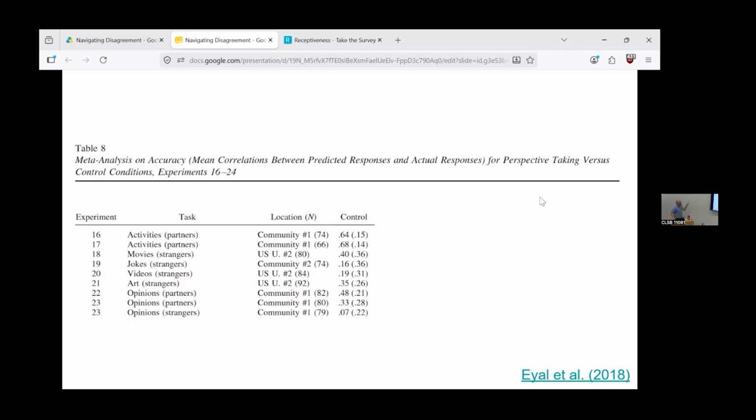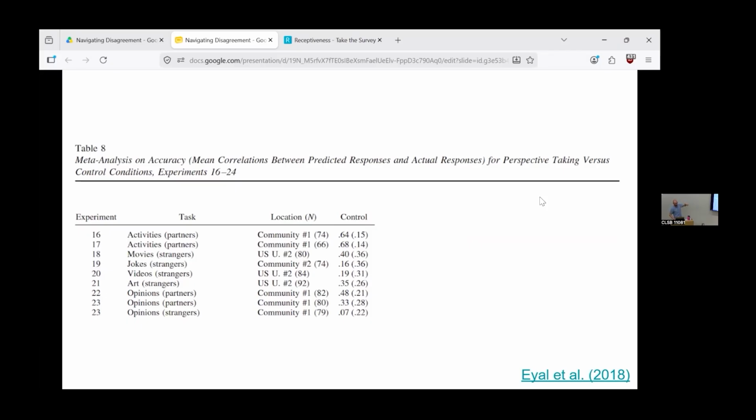So this kind of makes sense that for partners, we see 0.64 and 0.68. For strangers, guessing what movies a stranger will like, 0.4, so that's lower. Very low for opinions and strangers, 0.07, higher for opinions and romantic partners.